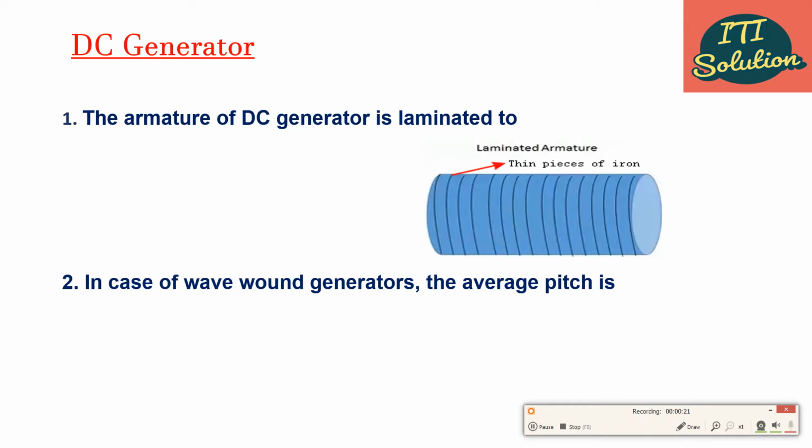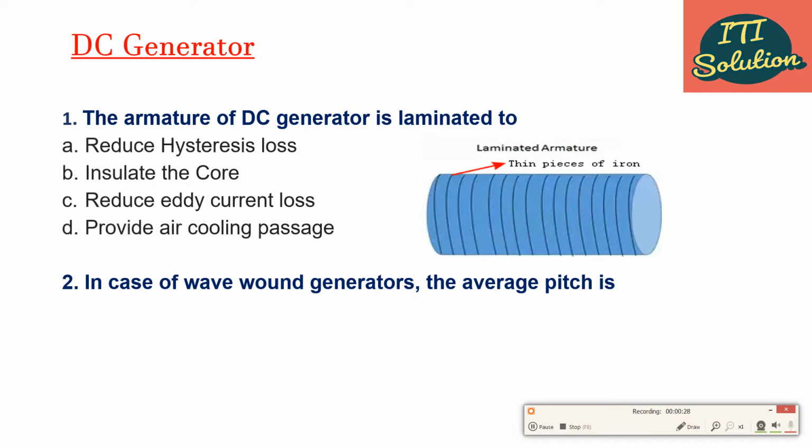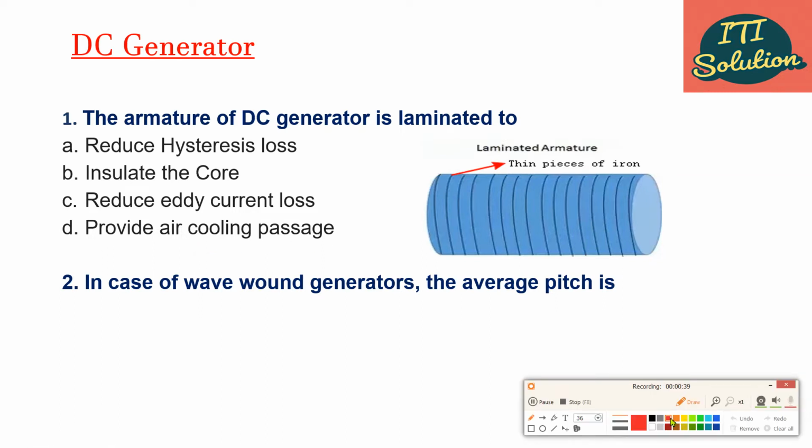Okay, let's start. My first question is: the armature of a DC generator is laminated to, option A, reduce hysteresis loss, option B, insulate the core, option C, reduce eddy current loss, and option D, provide air cooling passage. The correct answer is option C, reduce eddy current loss, because eddy current loss is directly proportional to the cross-sectional area of the conductor.